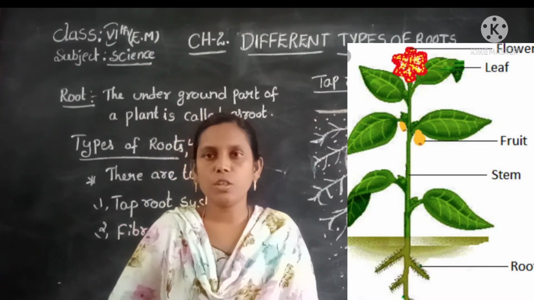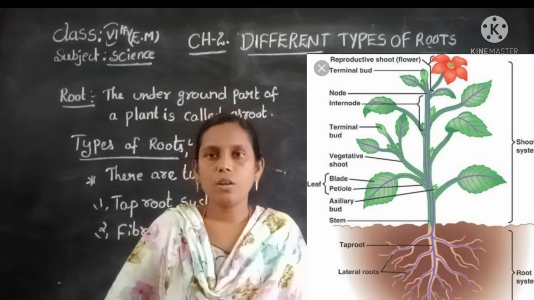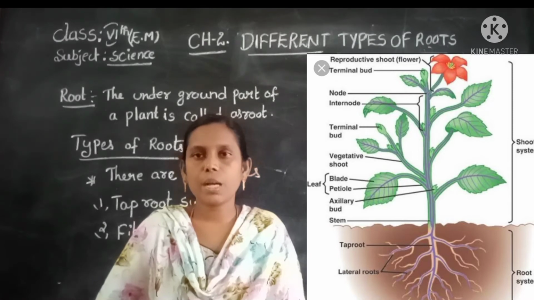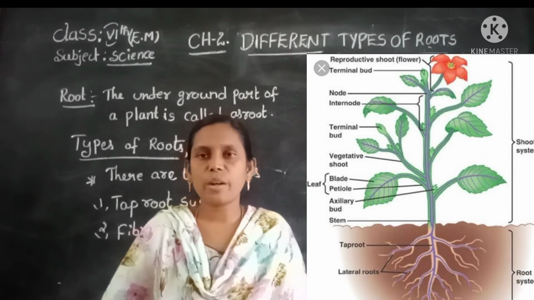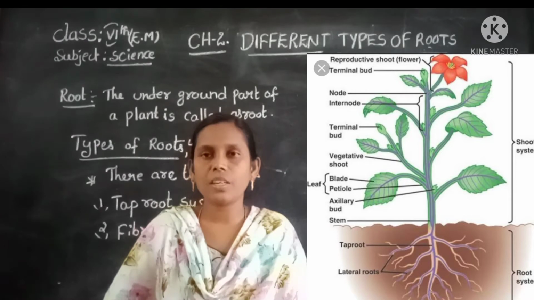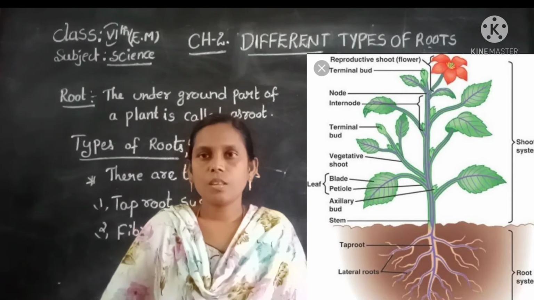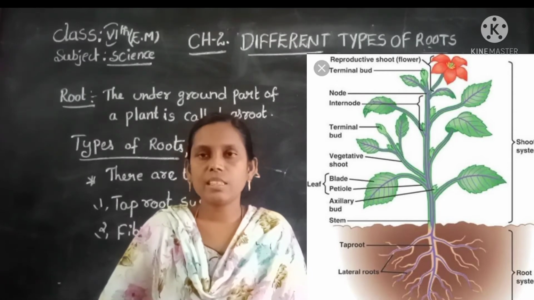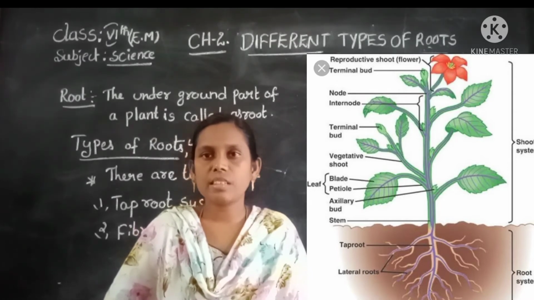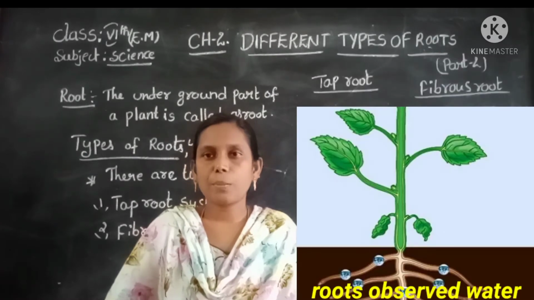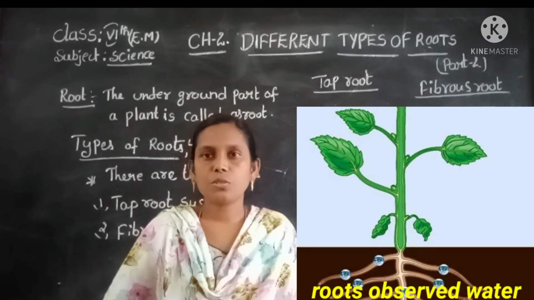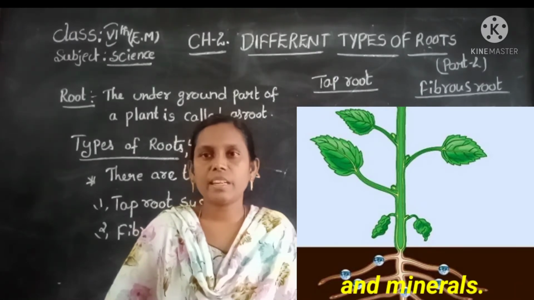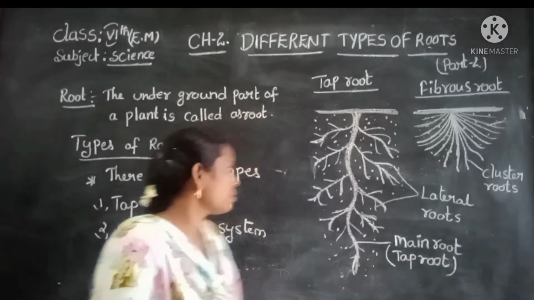The plant has two parts. The first one is the shoot system, the second one is the root system. The upper part of the plant is called the shoot system. It has leaves, stem, fruits, flowers and branches. Roots hold the plant in the soil and supply minerals to all parts of the plant. There are two types of root systems.